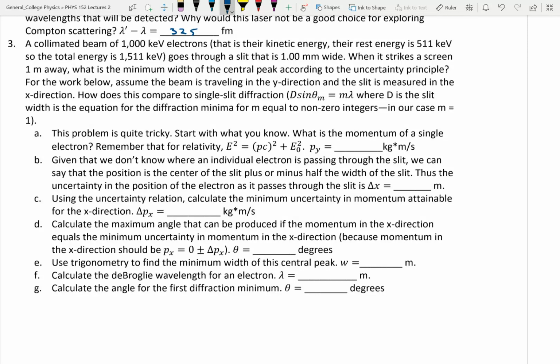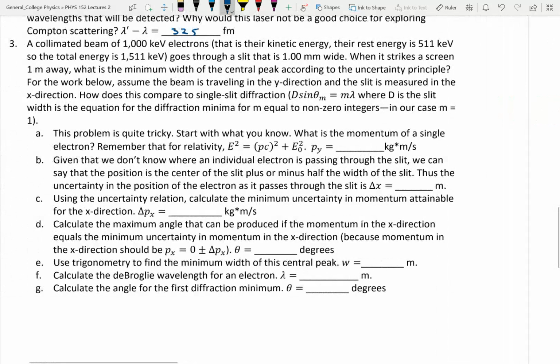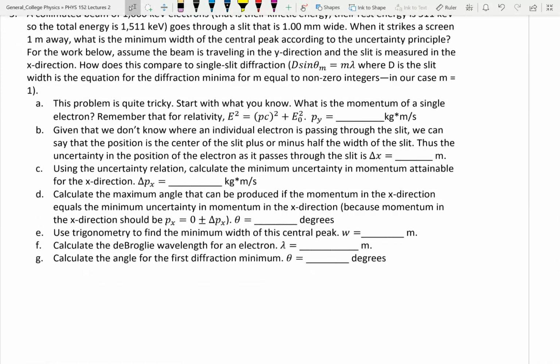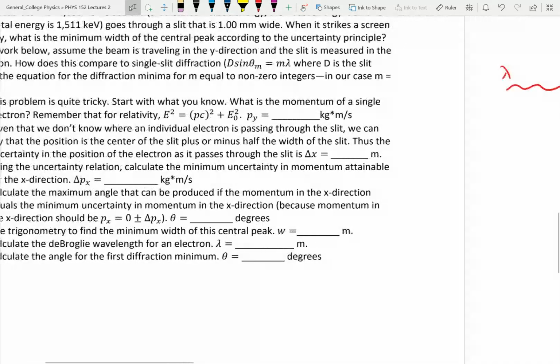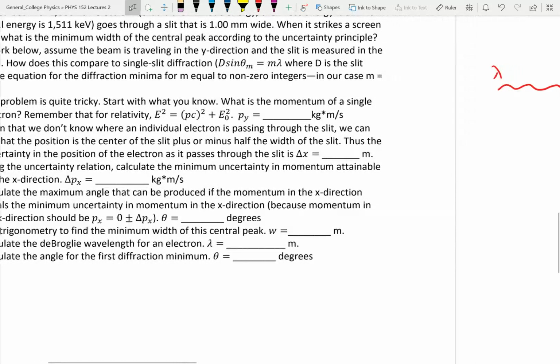It goes through a slit that is 1 millimeter wide. When it strikes a screen 1 meter away, what is the minimum width of the central peak according to the uncertainty principle? For the work, assume the beam is traveling in the y direction and the slit is measured in the x direction. How does this compare to the single slit diffraction? And there's the single slit diffraction equation.